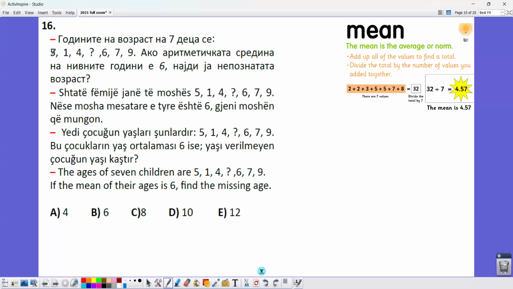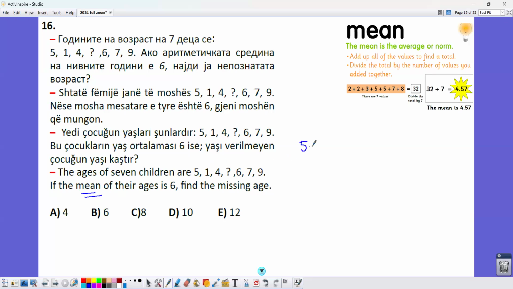When we come to the 16th one, the ages of 7 children are 5, 1, 4, one of them we don't know, 6, 7, and 9. If the mean of their ages is 6, find the missing age. So mean is the average. Add up all of the values to find the total. Divide the total by the number of values you added together. So how many values do we have here? Given 7. Let's add them.